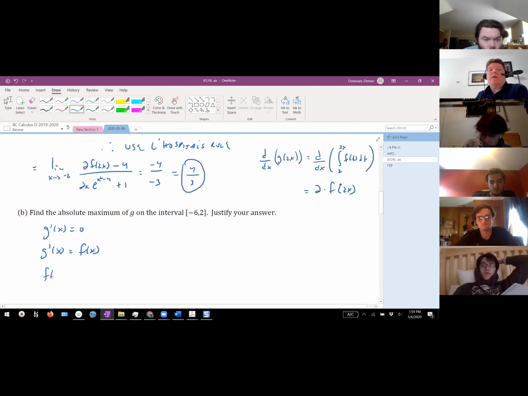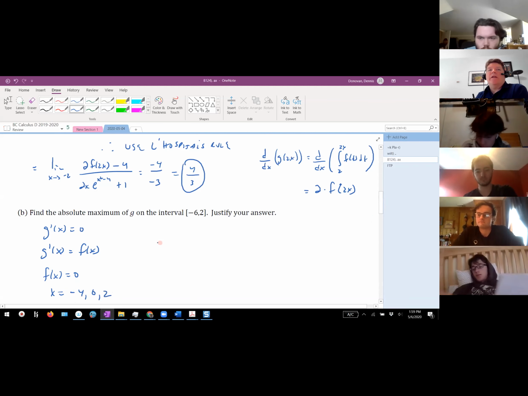So, when is f of x equal to 0? -4, 0, and 2. And then I've got to look at the endpoints, right? -6 and 2.